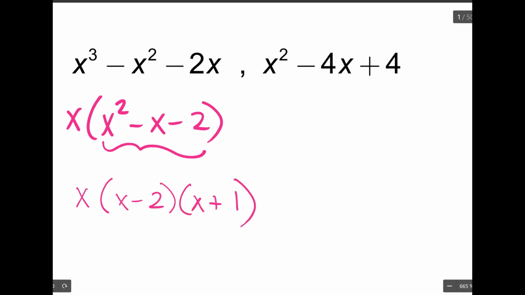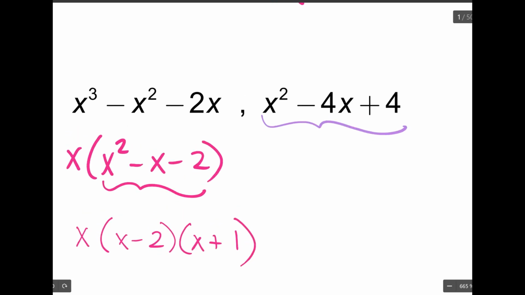Awesome. Now let's do this other side. How can I factor this guy out? Let me pause for a second. Do you understand how we got these numbers? Maybe we should go through that. So she pulled out an x because she saw every single term had an x in it. That's how she knew she could pull it out.